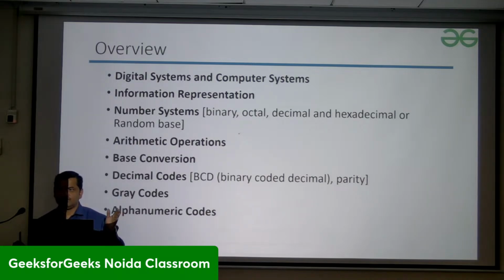So we must be familiar with the procedure of how we can convert one particular base to another. Then we'll see arithmetic operations, base conversion, and decimal codes. There are lots of codes related to decimal, and BCD is one of them. Then parity, Gray code, and alphanumeric codes like ASCII and so on. We'll see this particular topic in our first 2 sessions.